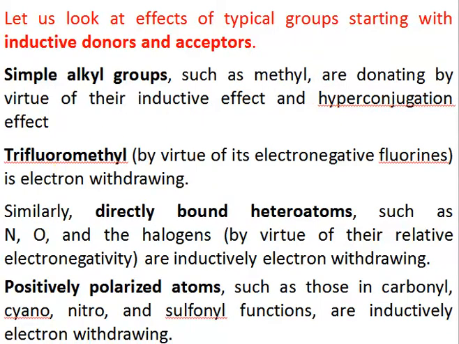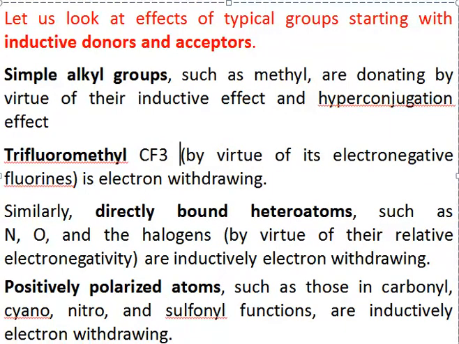Now we have another group, this is trifluoromethyl group. So you can represent trifluoromethyl group as CF3, right? So this trifluoromethyl group, since it has carbon with 3 fluorine attached, and fluorine is highly electronegative. So because of these 3 fluorine attached, this trifluoromethyl group is a very strong electron withdrawing group, right? So this trifluoromethyl group is electron withdrawing with respect to inductive effect, whereas the methyl groups are electron donating because of inductive effect as well as hyperconjugation.